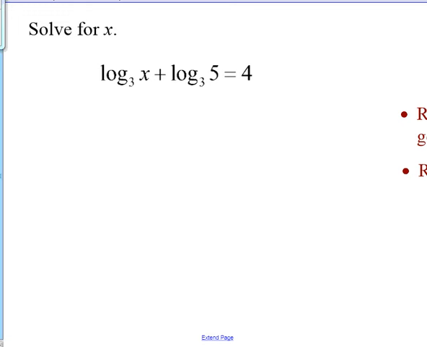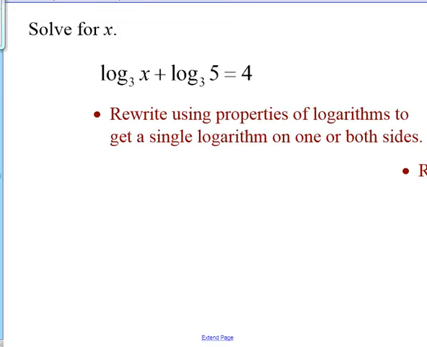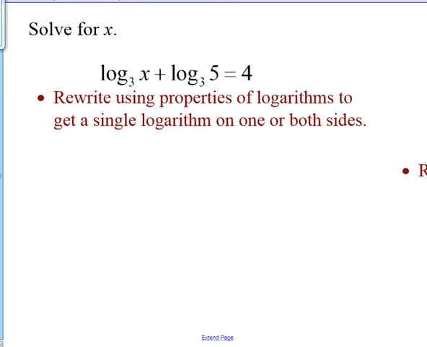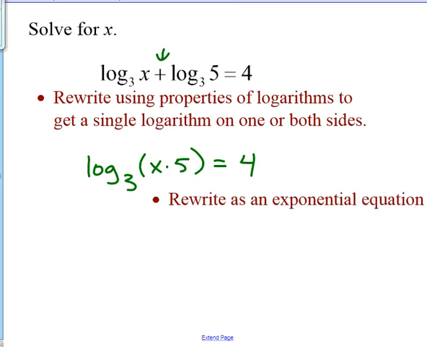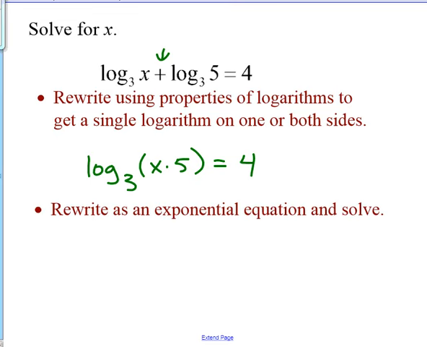All right, next problem. Now I have 2 logs. So it's not about undoing any outside transformations. It's about I need 1 log. See, if I pull this over, I'm going to rewrite using the properties of logs to get a single log on one or both sides. So when I notice the plus in between, adding 2 logs is the same as 1 log with the 2 arguments multiplied together. So I've turned my 2 logs into 1 log. Now my next step is I have to undo that log. I'm going to rewrite as an exponential equation and solve.